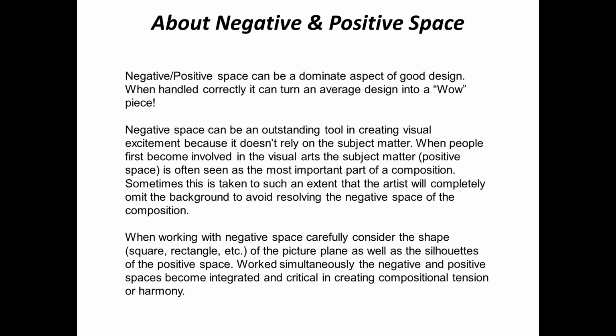When people first become involved in the visual arts, subject matter, which is the positive space, is often seen as the most important part of a composition. Sometimes this is taken to such an extreme that the artist will completely omit a background so as to avoid resolving the negative space of the composition. When working with negative space, consider the shape, square, rectangle, whatever, of your picture plane, as well as the silhouette of the positive space. Worked simultaneously, the negative and positive spaces become integrated and critical in creating compositional tension or harmony.